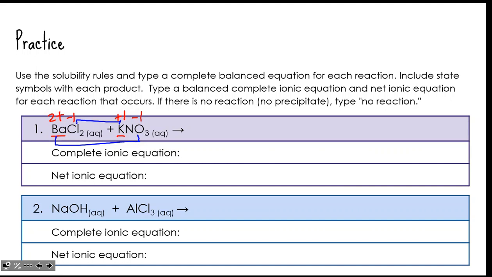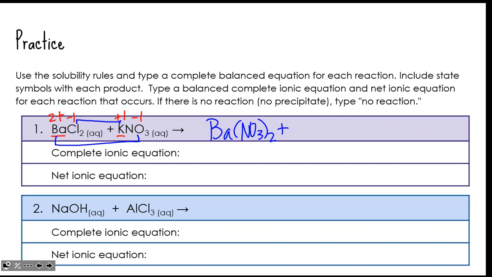So how many of each do we need to write the formula? Because remember, the charges have to add up to 0. So how many bariums, how many nitrates? 1 barium, 2 nitrates. Exactly right. So that's what we're going to put here. Ba(NO3)2. Don't forget your parentheses. Like so. That's going to be our first product.